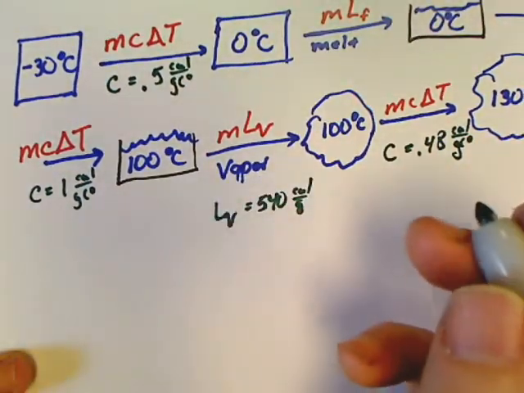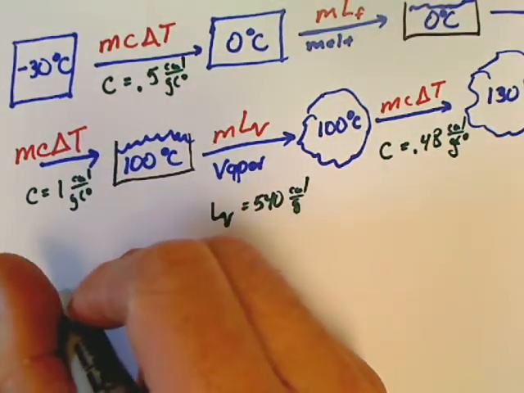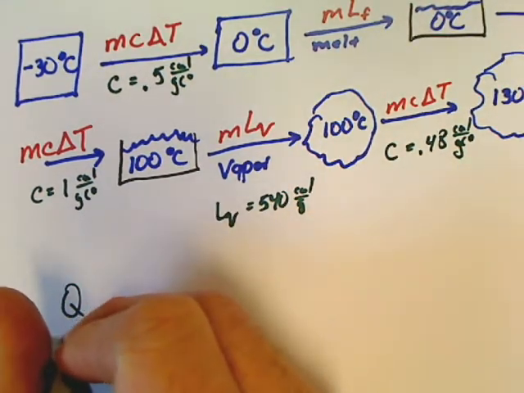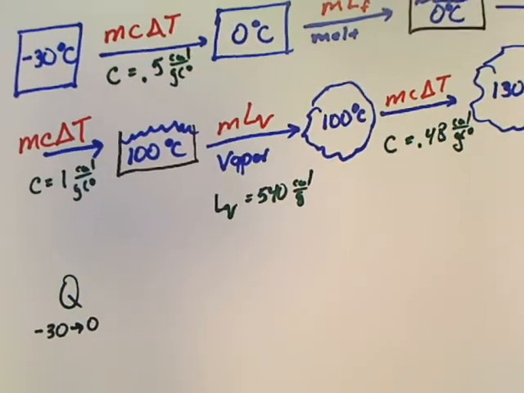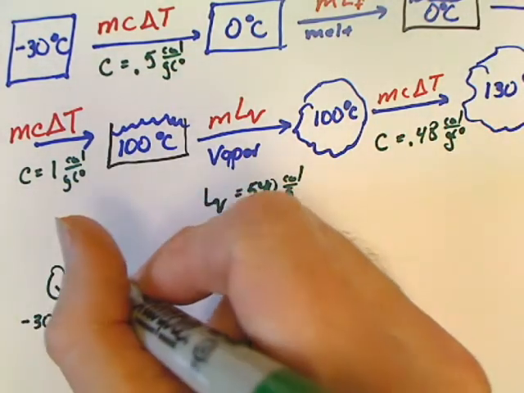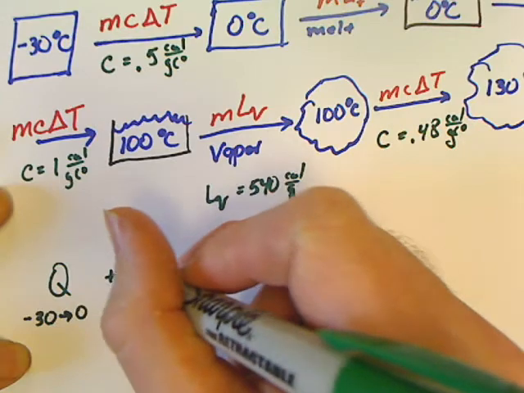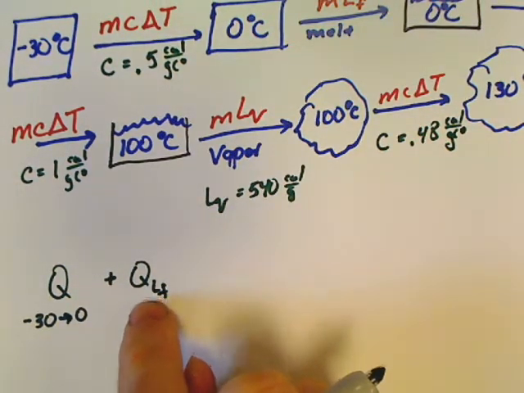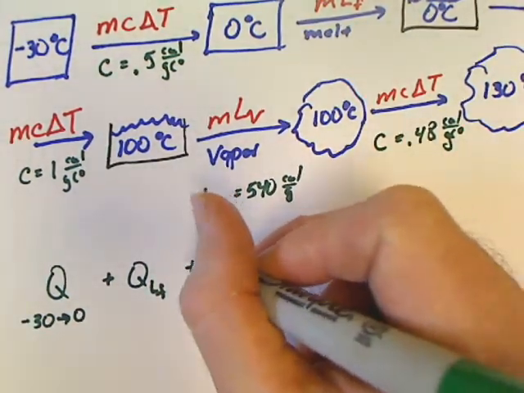If somebody tells me I've got a piece of ice at negative 30 degrees, I know I've got to get that ice from negative 30 to 0 before I can melt it. After I've heated up that piece of ice, I can melt it, that's QLF, and LF stands for melting it. After that, I can do a Q.